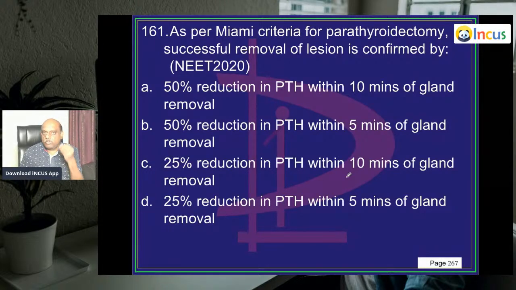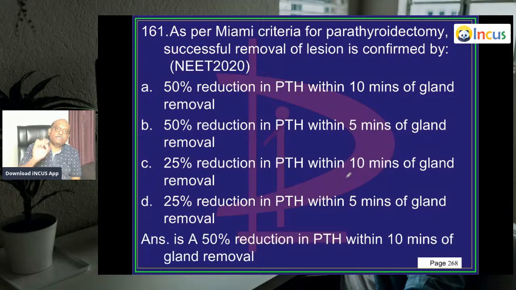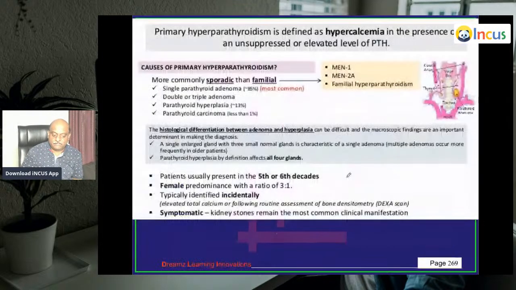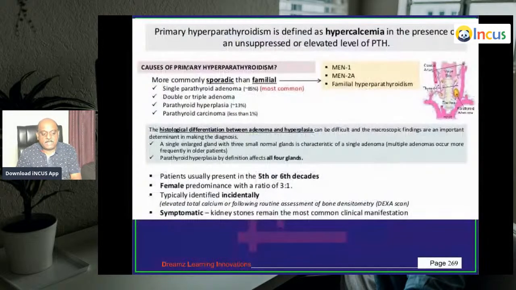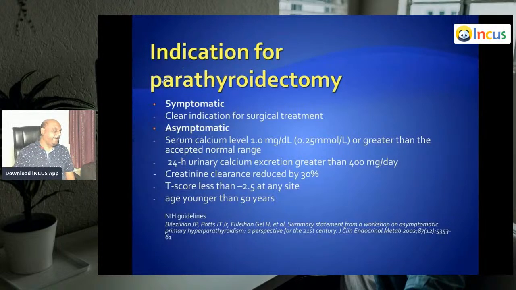How will you know after parathyroidectomy whether really it is a successful removal of the lesion or not? At least 50% reduction of the PTH. If there is more than 50% reduction of the PTH, parathormone, from the pre-incision or pre-excision PTH measurement in a sample drawn 10 minutes following the resection, that is the Miami criteria. 50% girna chahiye.